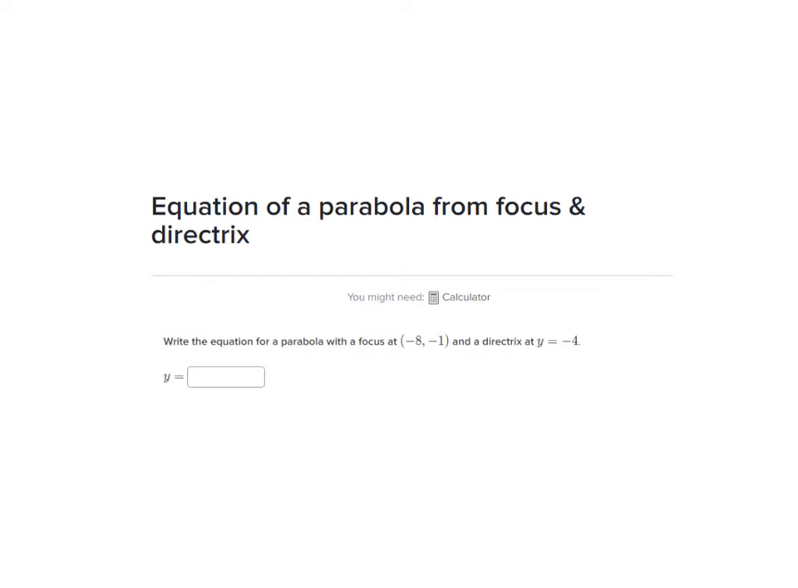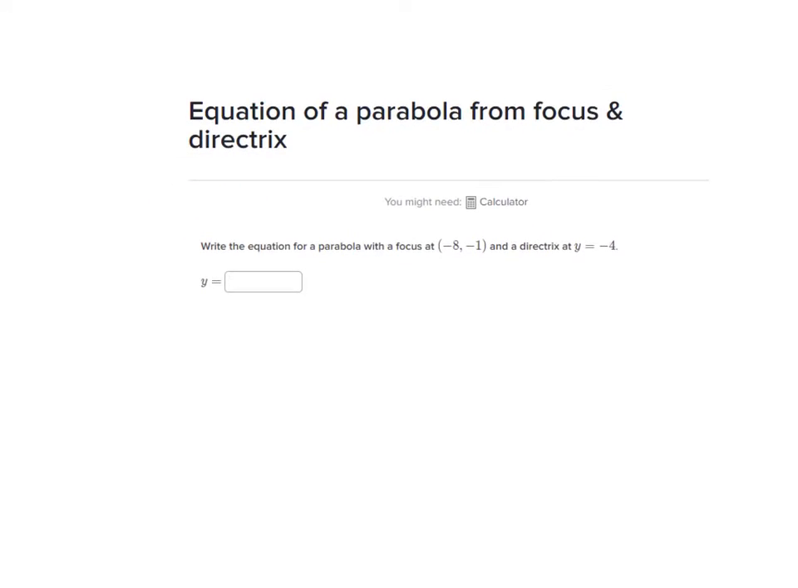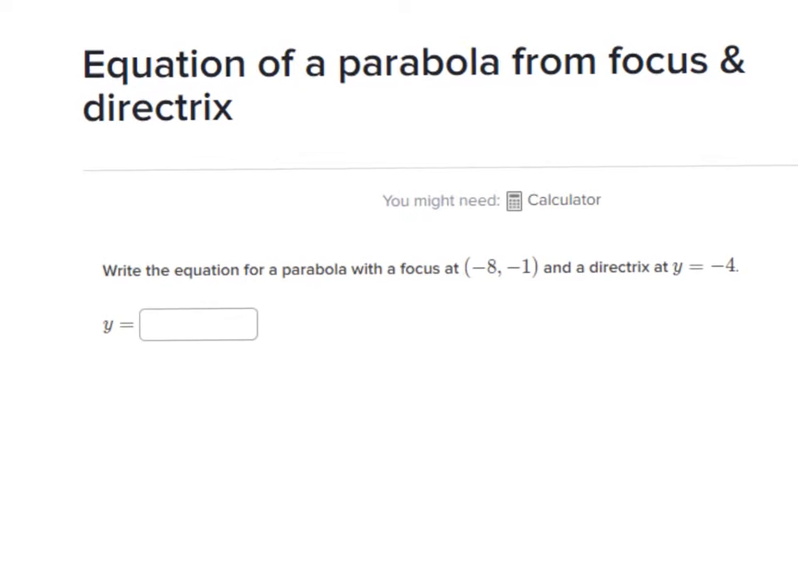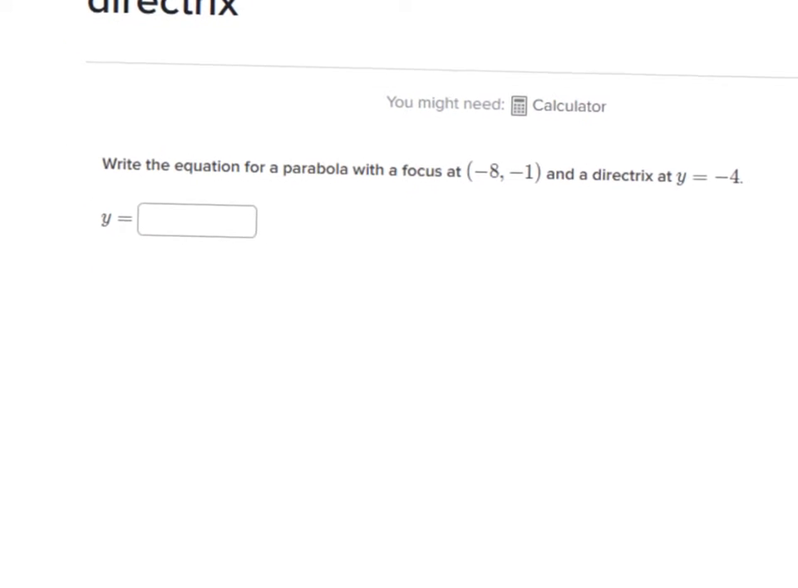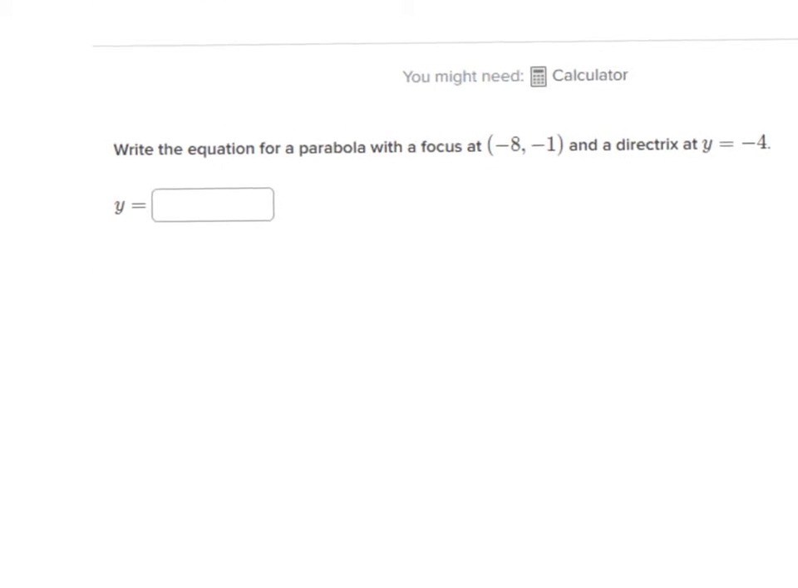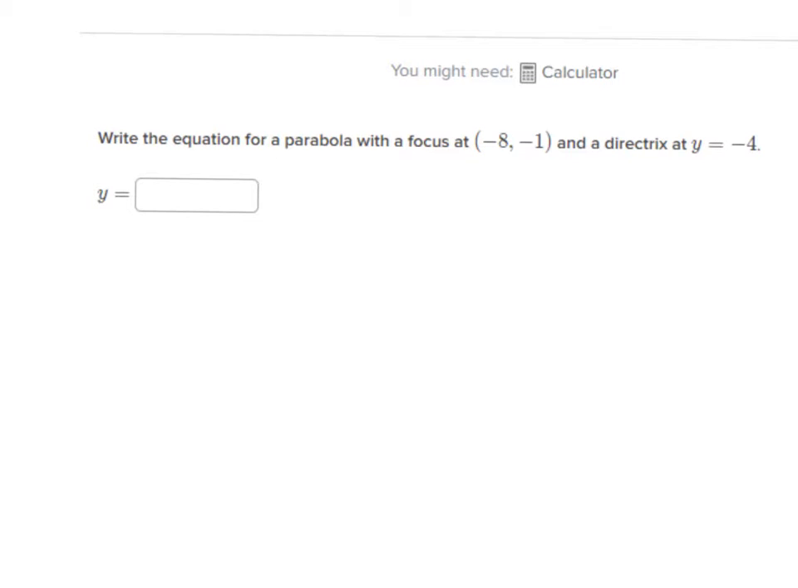The question is this, equation of a parabola from focus and directrix. They say write an equation of a parabola with a focus here and a directrix here. So this is just like what we saw. Notice how it's y equals something. But when we go to graph it out, our focus is at -8, -1.